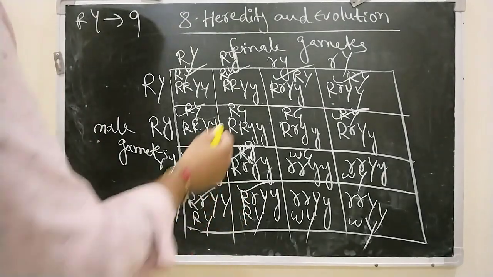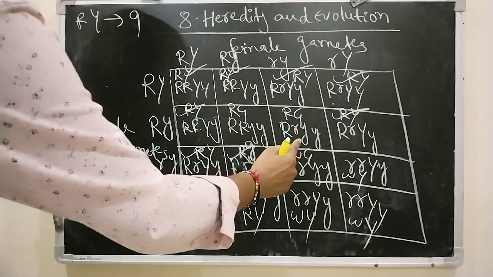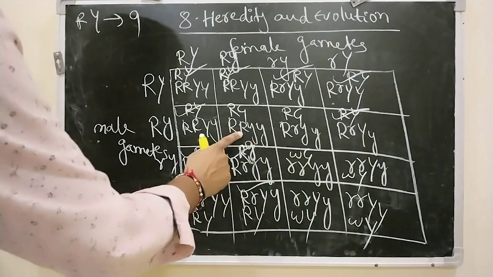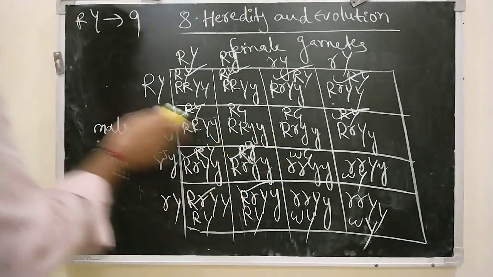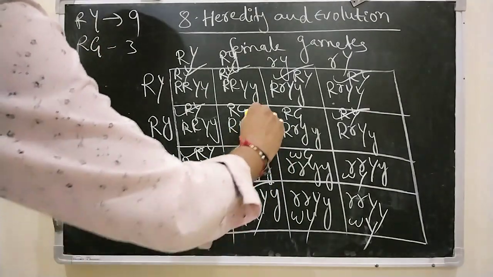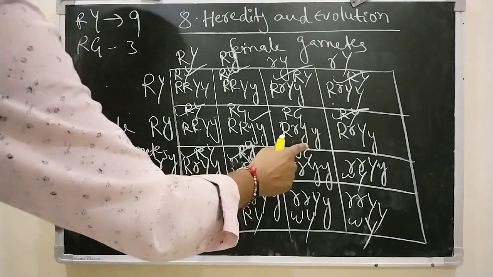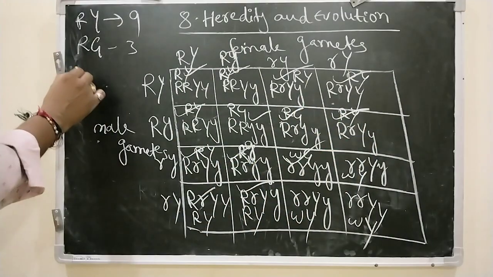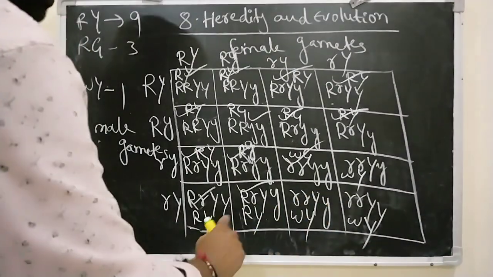Okay. Next. What is the next one? Round green. 1, 2. Next round green. 1, 2, this one. 1, 2, 3. So round green is 3. Right. So round green is completed. Next one, wrinkled yellow is only 1.